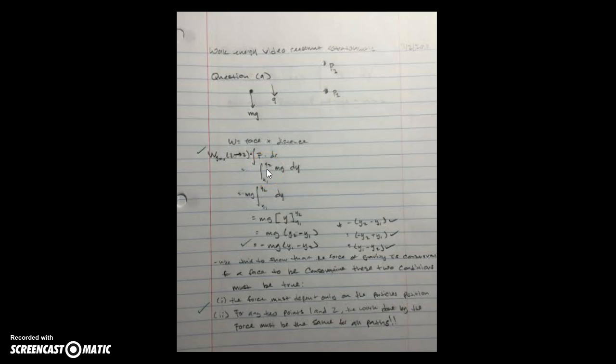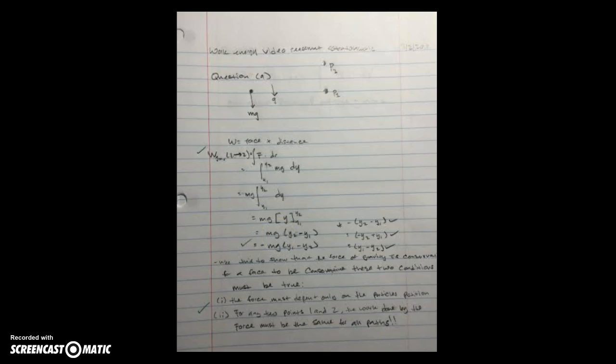It's not moving in the x direction. The force is mg, as we said earlier, and the path is just dy, since it's changing in the y direction. Since mg is a constant, I can take that outside of the integral, and my integral becomes negative mg times the integral of dy from y1 to y2. The integral of dy is just y from y1 to y2, so we have negative mg times y2 minus y1.